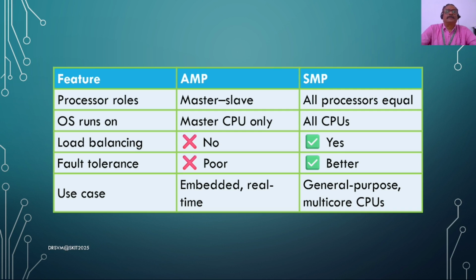And use cases for asymmetric are embedded systems and real-time systems, whereas for symmetric they are general purpose multi-core CPUs and all. So that's about asymmetric and symmetric multiprocessing systems.